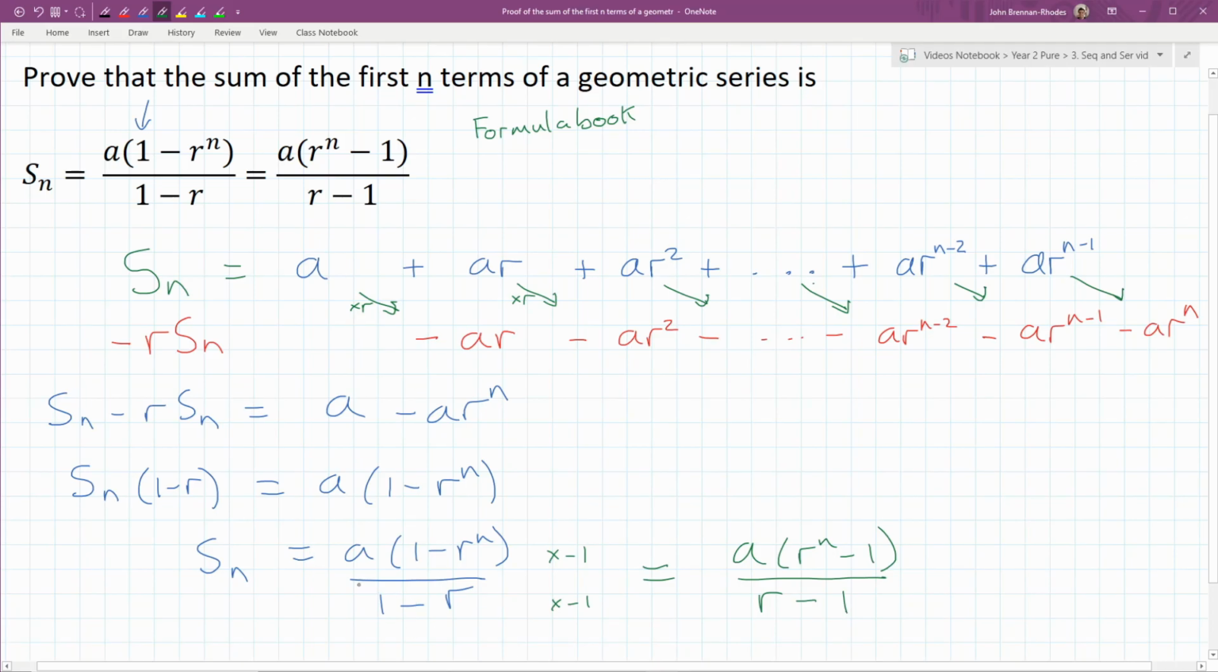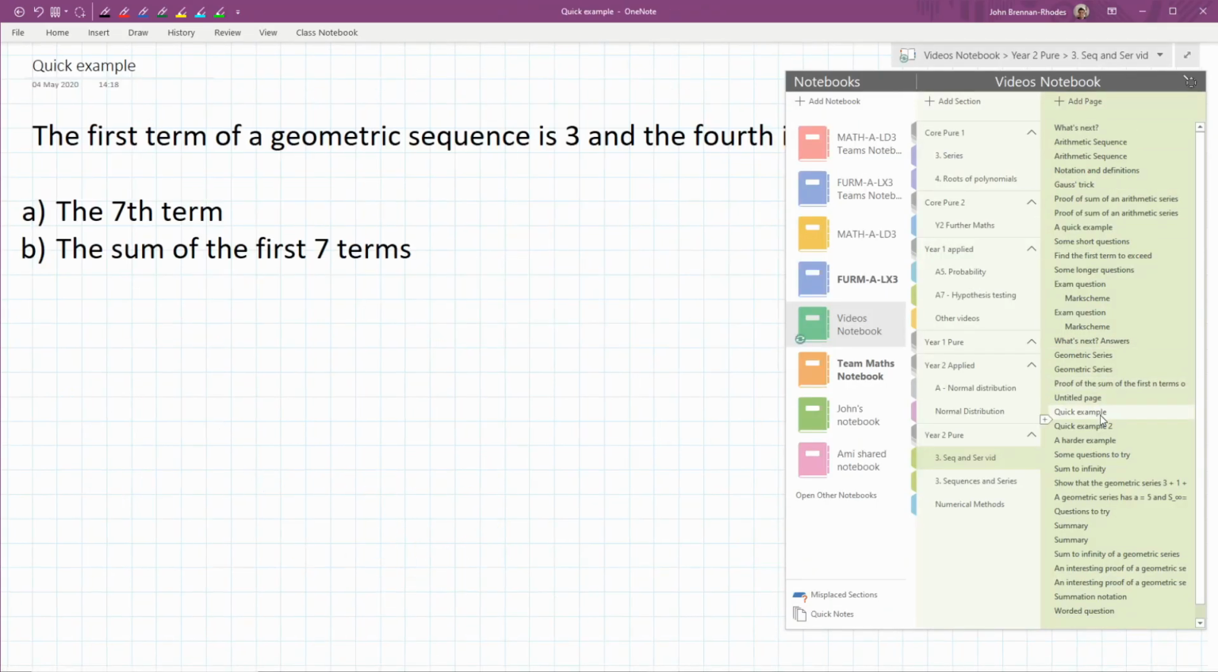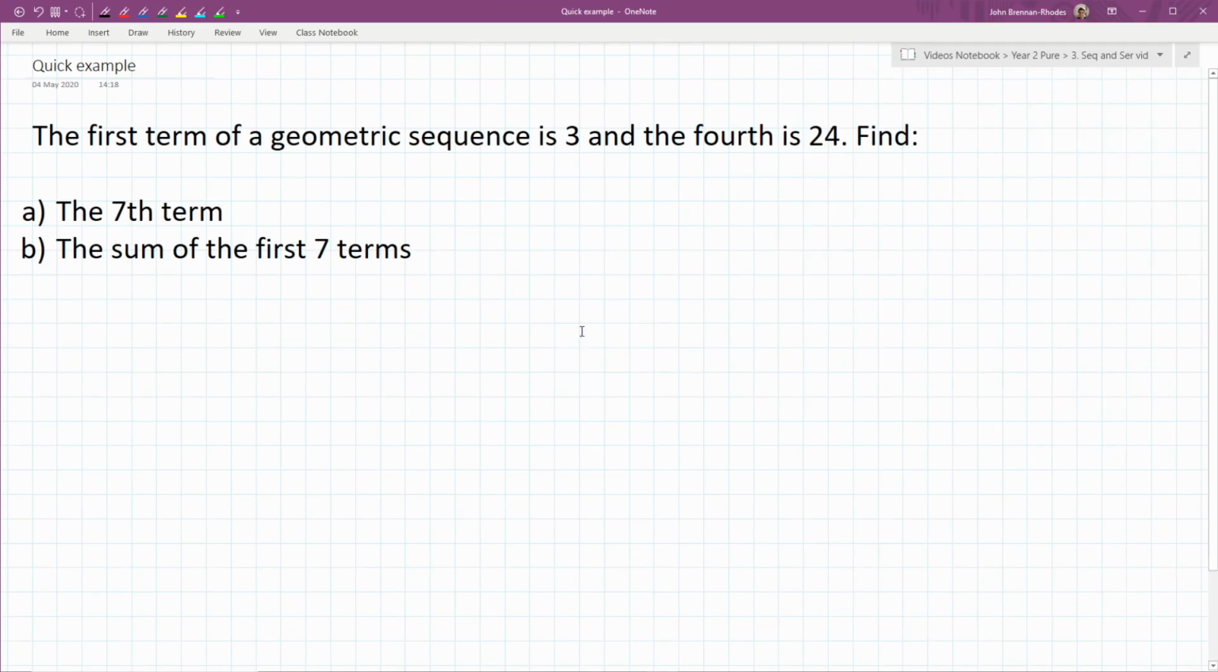In particular, if r is a number between minus 1 and 1, this is more useful because you get a positive value here. And if it's a number that is greater than 1, this is more useful because you get a big number here, and that just makes things more useful if we're in that situation. And that's the proof of that. And you would be expected to prove that even though the formulas are in the formula book. So it's one to remember. Just remember the pattern.